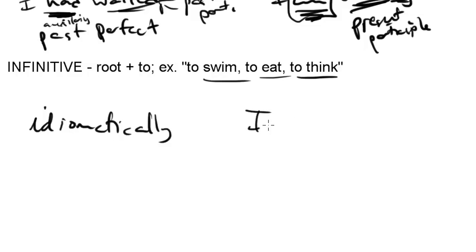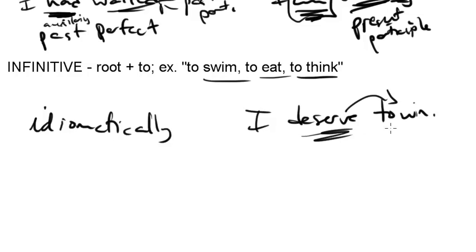So for instance, I deserve to win. Deserve in this case takes to win as the object. Some say it's a direct object of deserve, but the point is that to win is used idiomatically. So not I deserve win, but I deserve to win. So some of these are idioms, and I think most English speakers have these down, so we don't really need to study them that much.